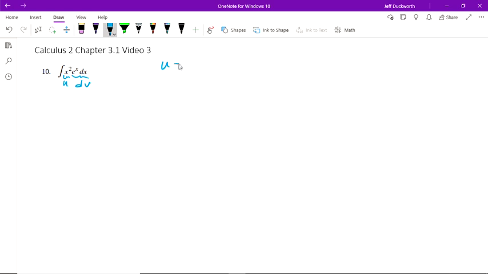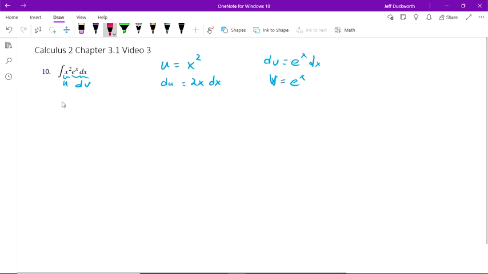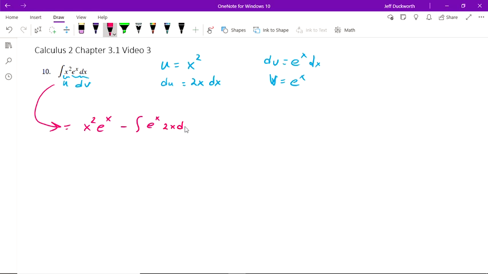So we'll let u equal x squared, derivative of x squared, du is equal to 2x dx. And then we've noted our dv will equal e to the x dx. Well, the integral of e to the x, just e to the x again. All right, so this equals, again, it's u times v, so x squared e to the x, u times v, minus the integral of v, which is e to the x, du, which is 2x dx.